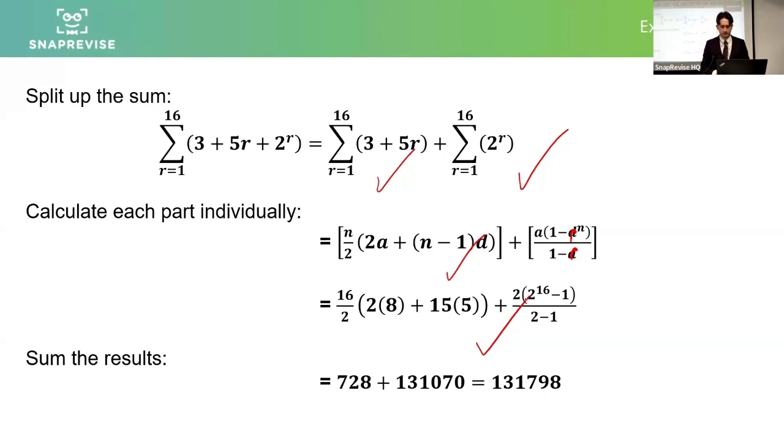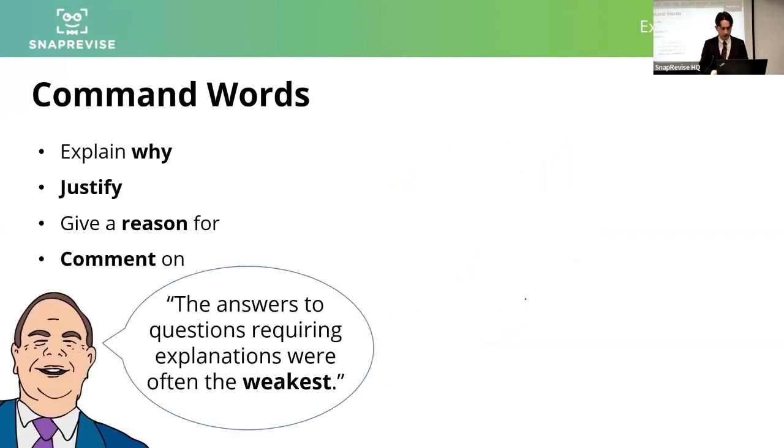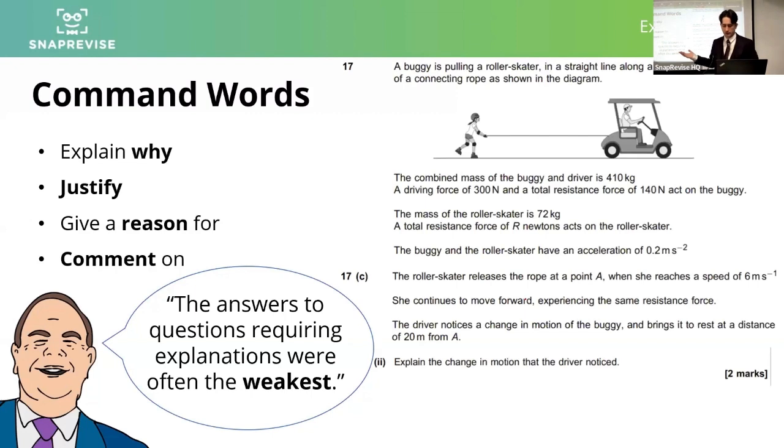So let's keep going. Some more command words. We've got explain why, justify, give a reason, comment on. So you'll have a question like this. And I mentioned this yesterday as well. The examiners have said that the national picture is people are weakest on these questions. And it's annoying because they're not always worth that many marks, but we just throw them away. You can imagine that this could be a mechanics question, and it will say, right at the last bit, explain the change in motion that the driver noticed.